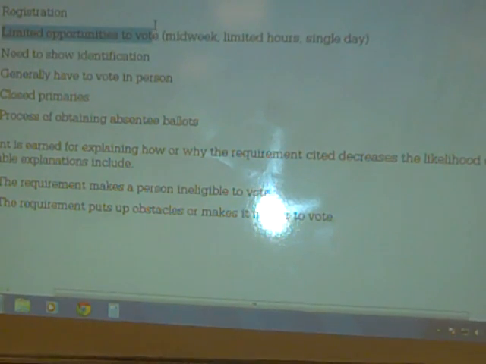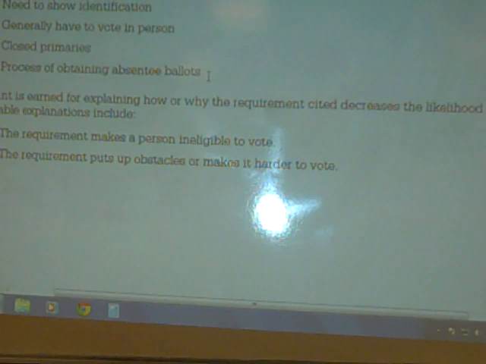Limited opportunities to vote. Like, it's on a Tuesday. That reduces voter turnout. There's only so many hours you can go. They close the polls. It's only on one day of the year. You can vote early, yes, but in general, it's on Tuesday. The general election is. You might think, well, what about all that 4-month period of the primaries? Well, those are primaries. The general election is required to be on the Tuesday after the first Monday in November.